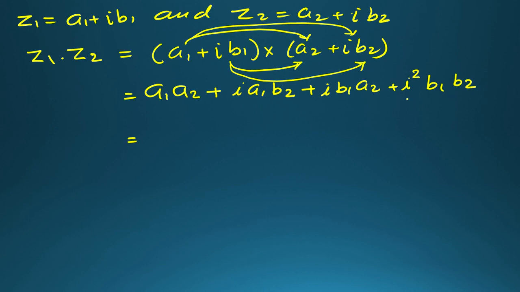Now what is the value of i squared? If you remember, i squared is equal to minus 1. If you have any confusion about this, please see my video where I explained the basics of complex numbers.